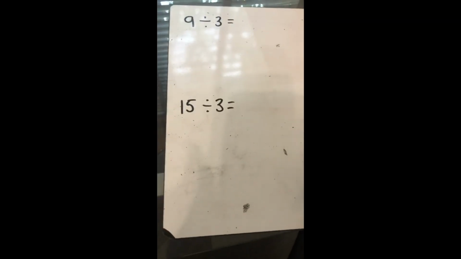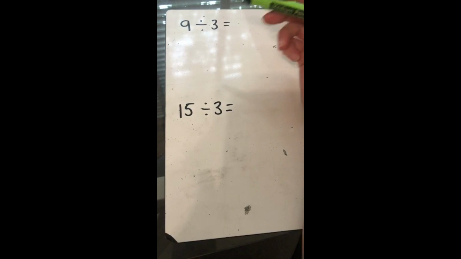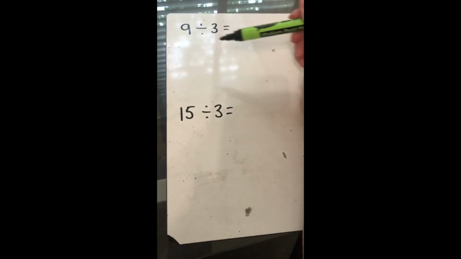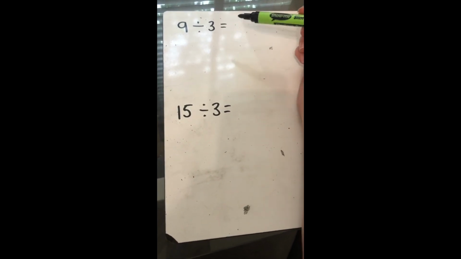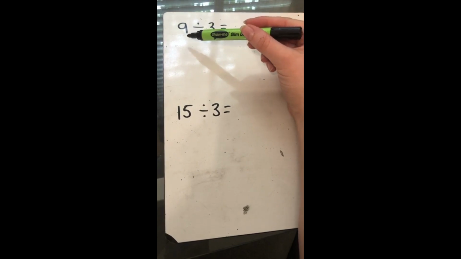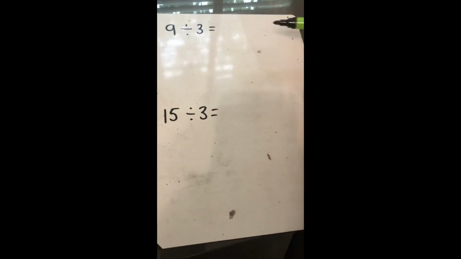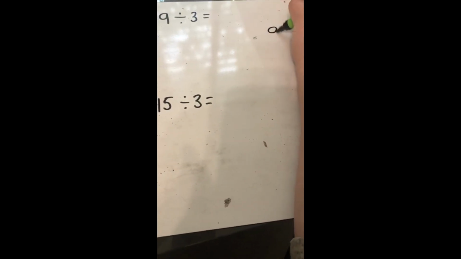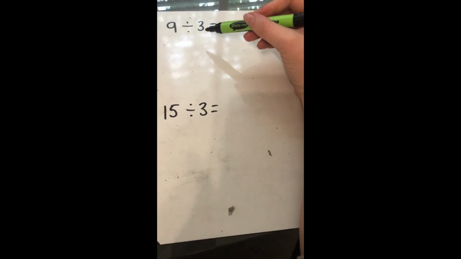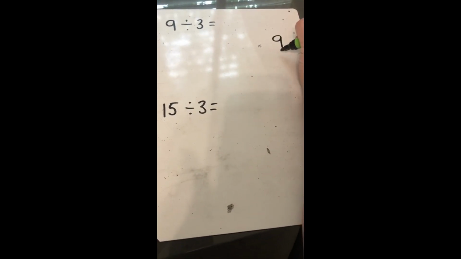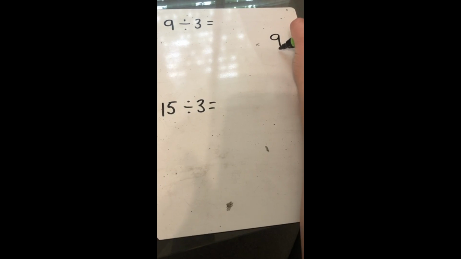Hello, it's Miss Perrin. I'm going to recap how we use repeated subtraction to divide in year 3. Okay, so you're going to start with your dividend, which is the total that you are sharing out. So I've got 9. My divisor is 3. So I'm going to be subtracting in groups of 3.